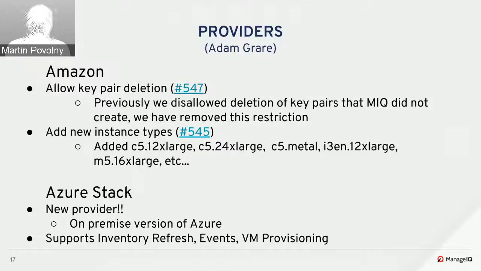All right, thanks, Martin. So on the Amazon side, Julian made a change to allow key pair deletion for key pairs which MIQ didn't create. In the past, we would only delete key pairs that we created, so if we actually had the private key in our database, we would delete them. Julian made a change to allow deletion of key pairs that are on Amazon, which we didn't create, which maintains parity with OpenStack, which can do the same thing.